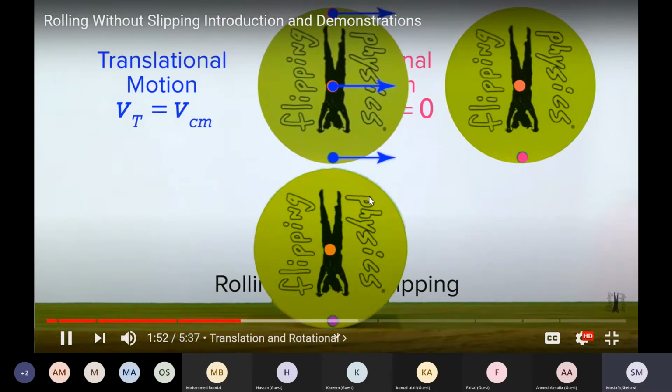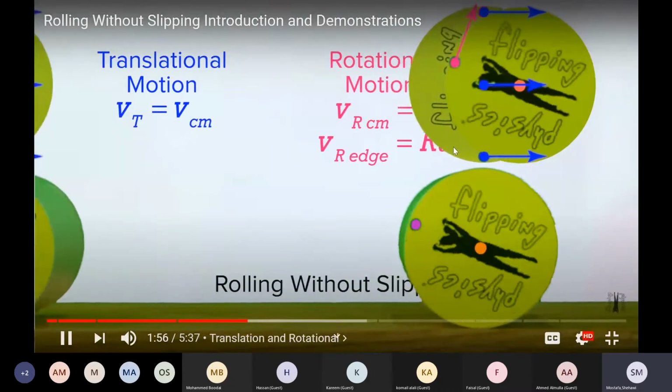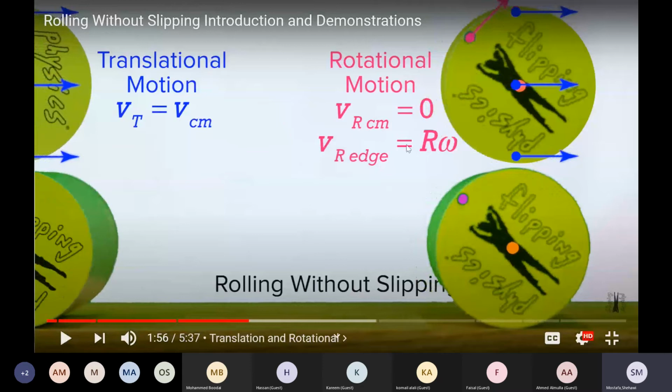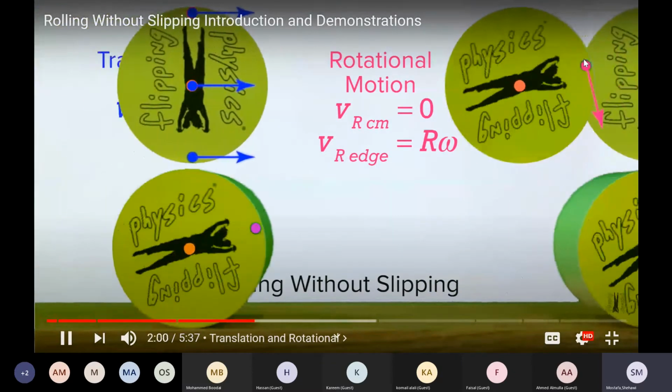However, the outside edge of the pure rotational motion object has a tangential velocity equal to the radius of the object times the angular velocity. So that's it, v equals omega r. The radius multiplied by omega, the rotational or angular velocity of the object. You see this one? That's it.